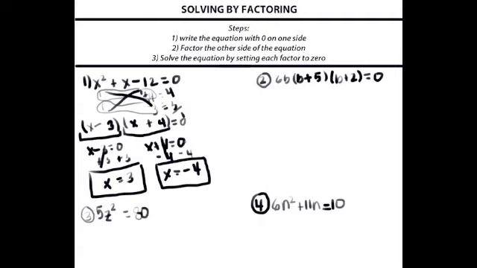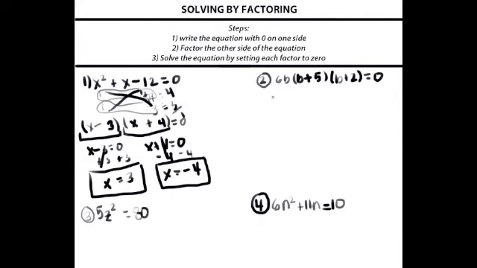Let's go ahead and look at number 2. Going step by step, here we go. Get 0 on one side, which I've already done. I already have a 0 here on the side. Factor the other side of the equation. Looking at all of these, I've already factored it for you, so I've done all the work for you already. So all we have to do now is solve the equation by setting each factor to 0.